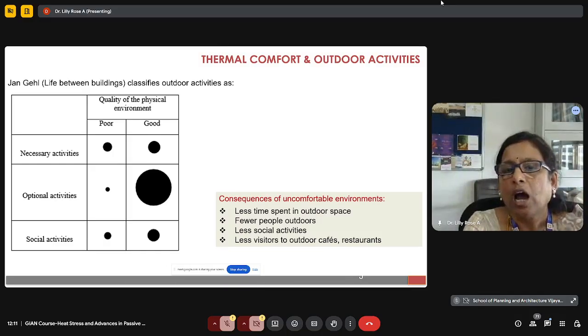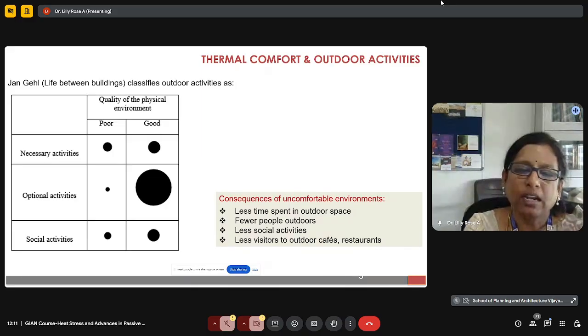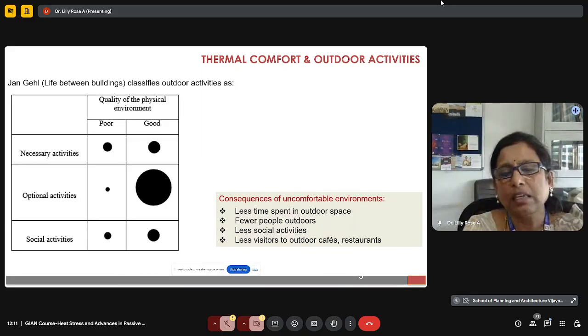So uncomfortable outdoor environments result in people spending less time outdoors, and we hardly see people outdoors during the daytime. It reduces social activities and also reduces optional activities, such as visits to cafes or restaurants or other outdoor spaces for leisure or recreation.